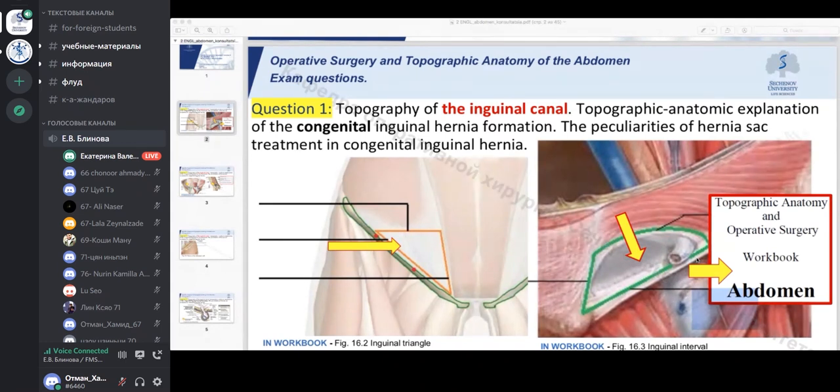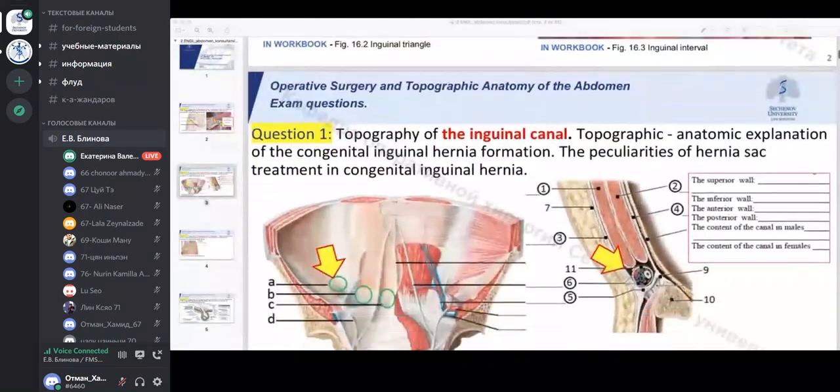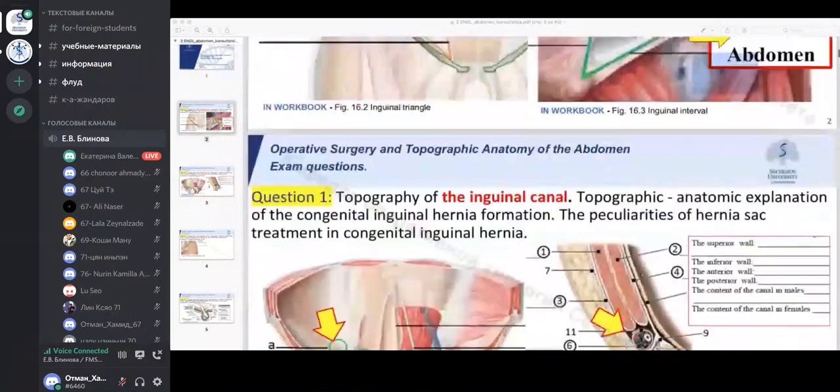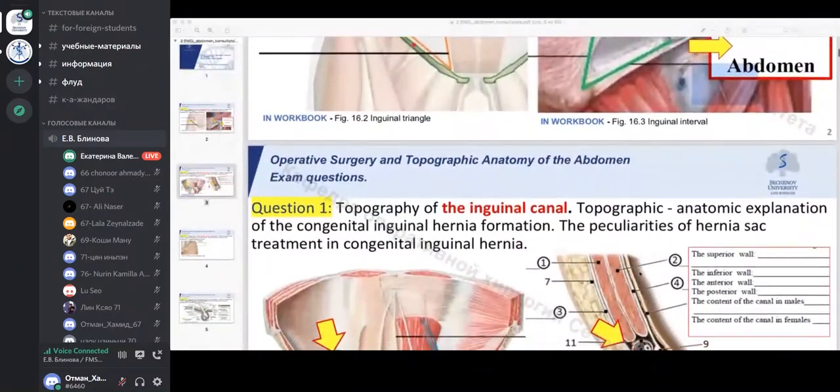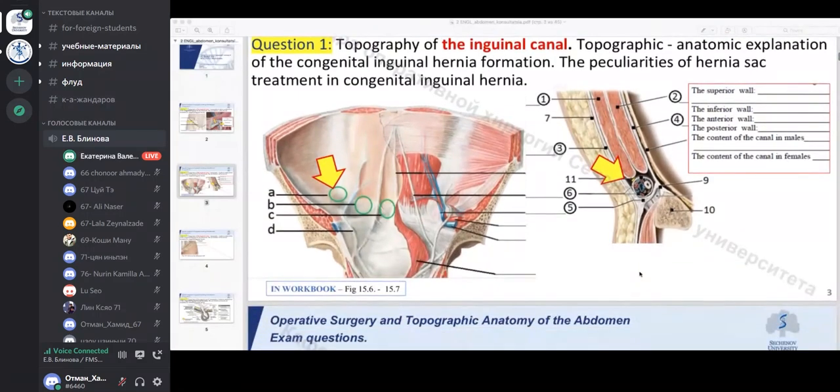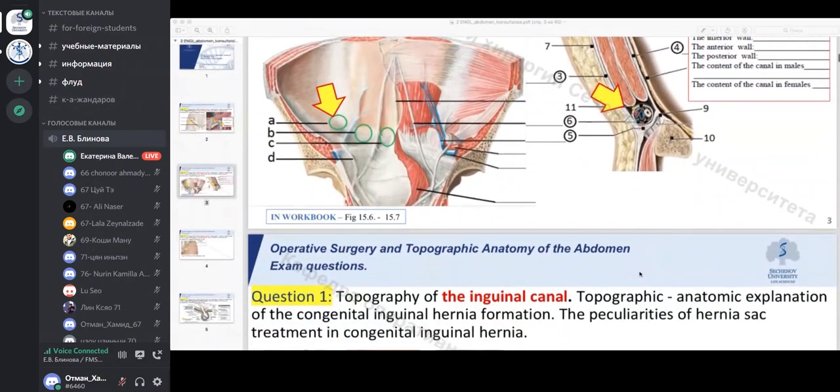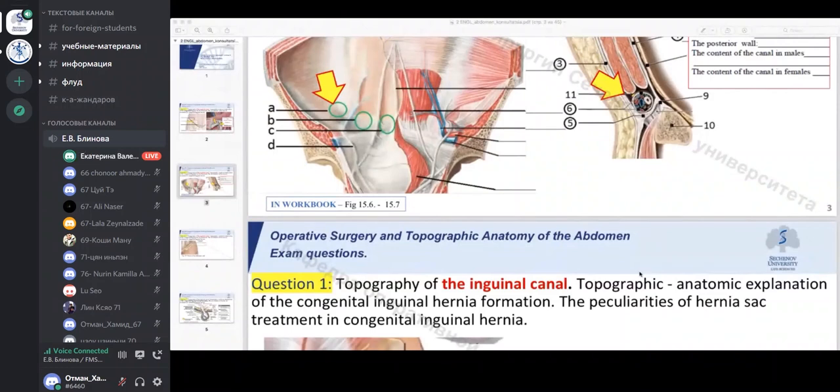The male inguinal canal contains the spermatic cord and the ilioinguinal nerve. Female contains the round ligament and ilioinguinal nerve. The congenital inguinal hernia formation. The congenital hernia forms during the descent of the testes from the abdominal cavity through the inguinal canal.